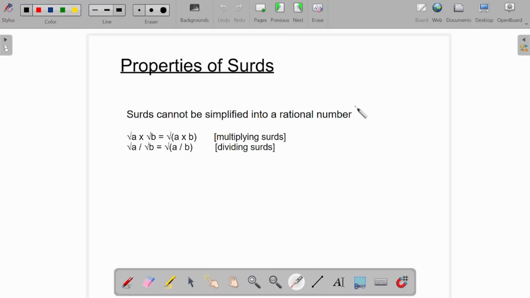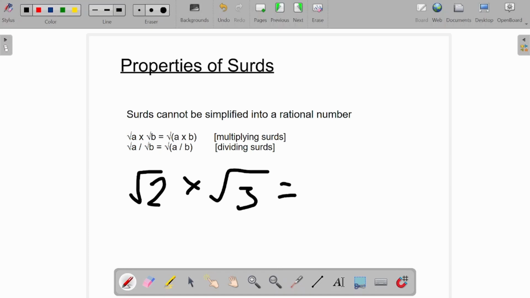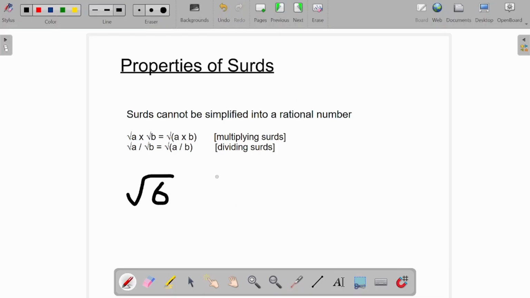Now let's talk about the properties of surds. Surds follow some specific rules that we can use to simplify and work with them. First off, when you multiply two square roots together, you can combine them under one square root. For example, root 2 times root 3 is equal to root 6. You can also divide surds. For example, root 6 divided by root 2 is root 3.